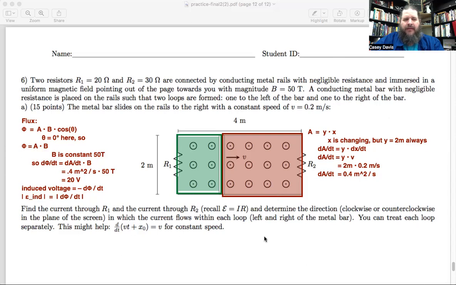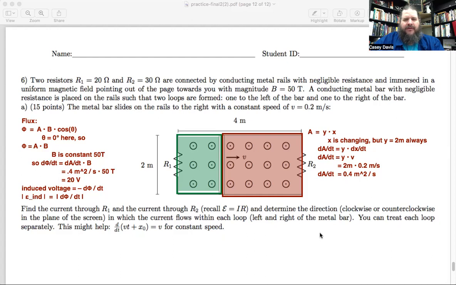And how would you calculate how much current? Ohm's law. Yeah, the voltage on the resistor is current times resistance. We know the voltage is 20 volts for both loops. Each loop individually gets 20 volts. So we can just divide by each resistance to find the current through that loop. Gotcha. So that'll be what, 20 over 20 and 20 over 30. So 1 amp and 2/3 of an amp will be the current through the two resistors.